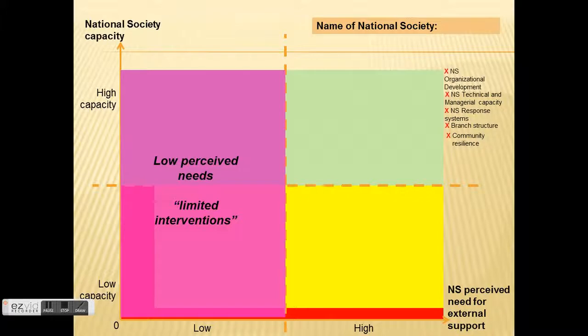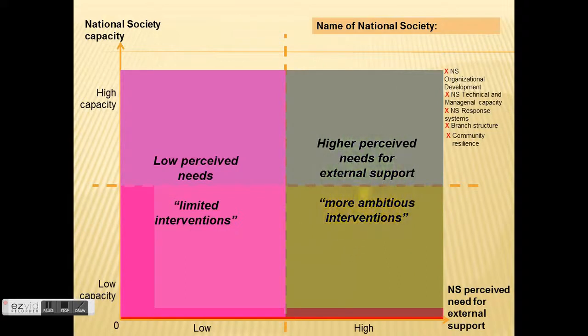Now on the other side, if there's a clear mandate for partner support from the National Society, we, as the American Red Cross, can support more ambitious partnerships. So this is the right side of our chart. When there is this clearly stated need for external support, it allows us to have more ambitious interventions.